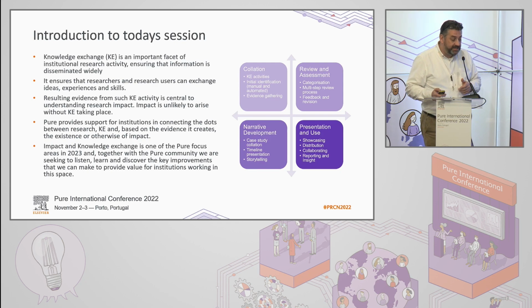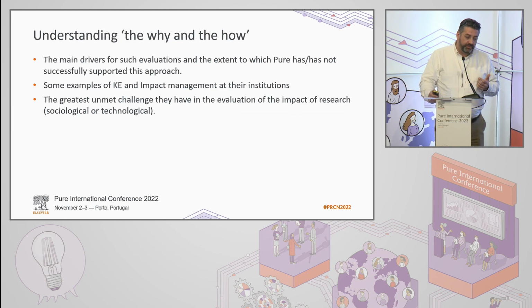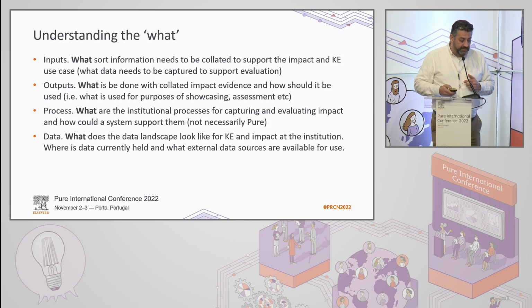So that's my introduction in terms of what I asked our panelists to talk to today. We were interested in looking at the why and the how of impact in institutions in general terms. So what have been the main drivers for impact evaluations and the extent to which Pure has potentially supported successfully or otherwise within those institutions? If possible, some ideas or examples of good KE and impact management in institutions, and hopefully a discussion around the greatest unmet need that exists around evaluation of impact and research. And that can be sociological, it can be technological, depends on the nature of it. And we also wanted to understand the what.